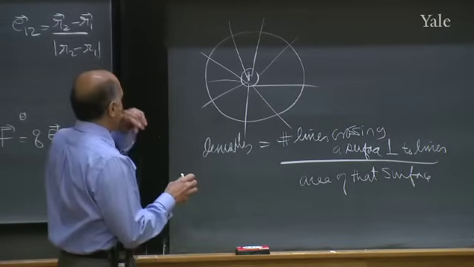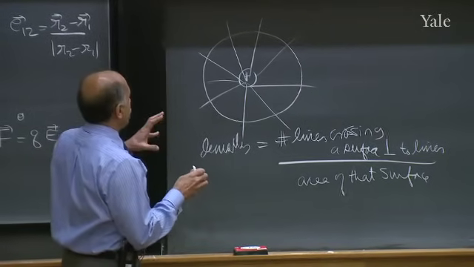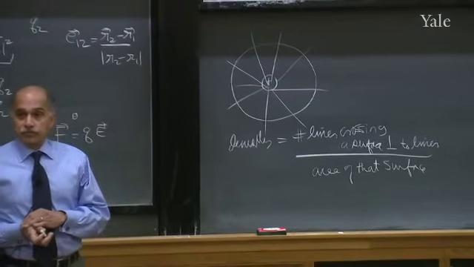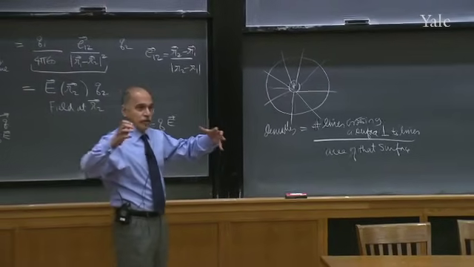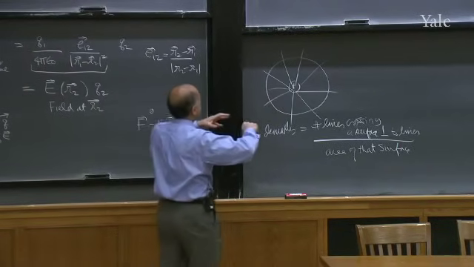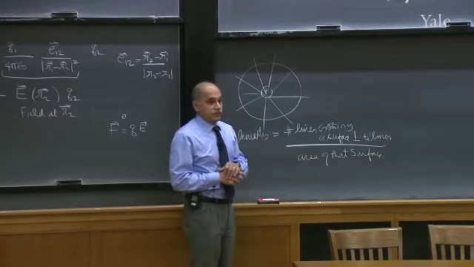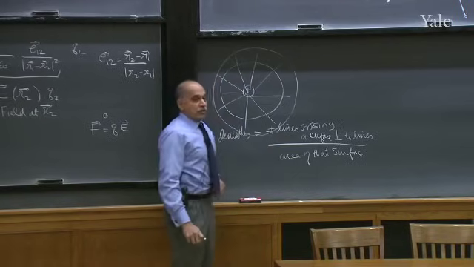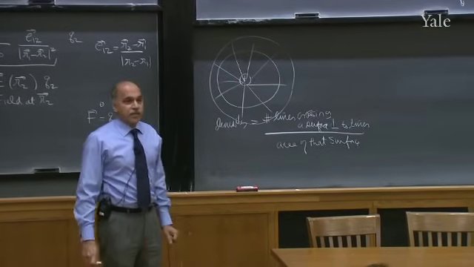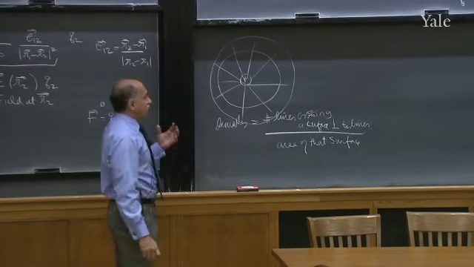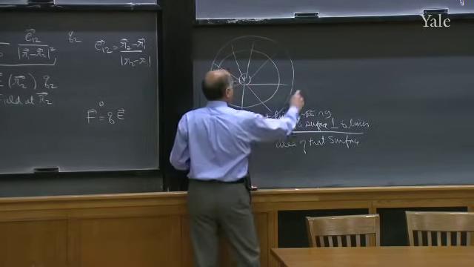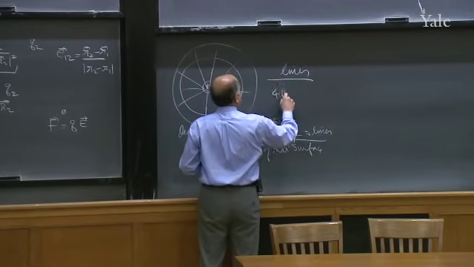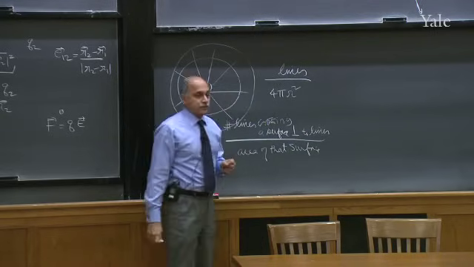Because let's make a convention that we will draw a certain number of lines for every coulomb, say 32 lines per coulomb. 32 lines are going out. I draw a sphere of some radius, 32 lines cross that sphere. I draw a bigger sphere, 32 lines cross that sphere also. But they are less dense, because the number of lines per area will be the number of lines per charge divided by the area of the sphere, which is 4 pi r squared.